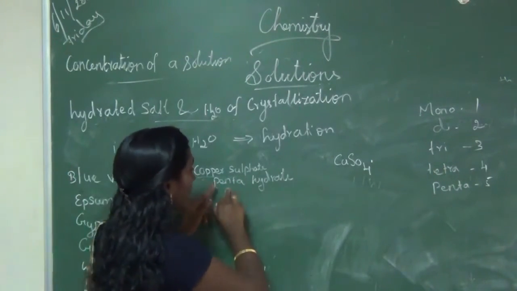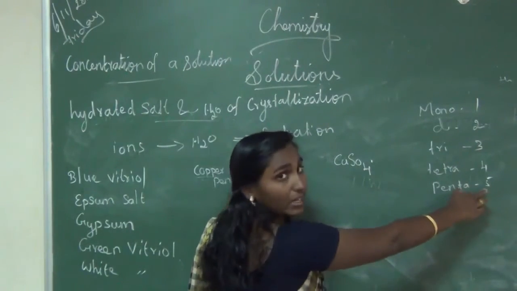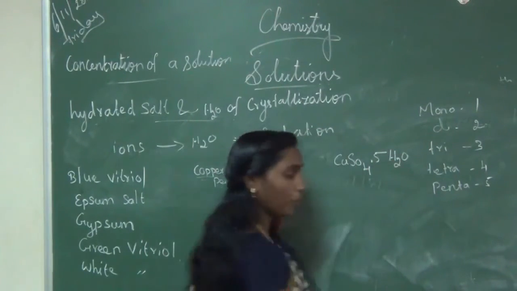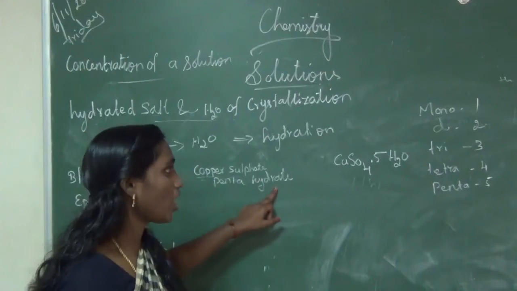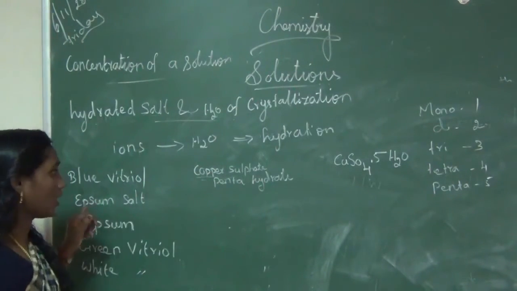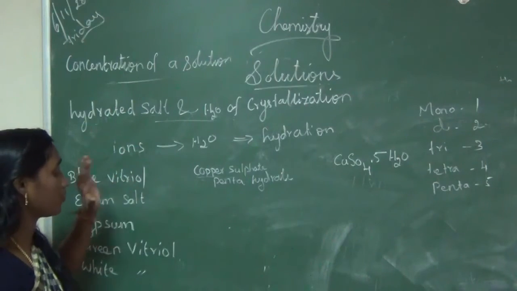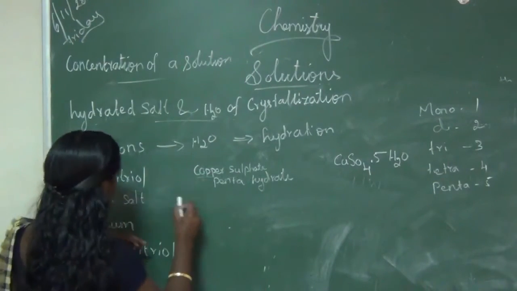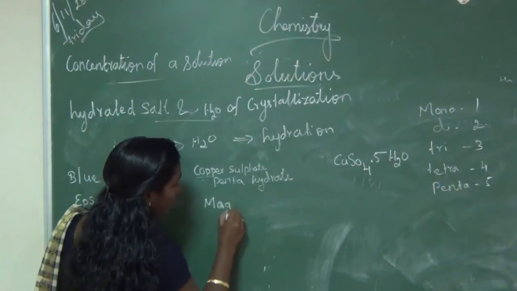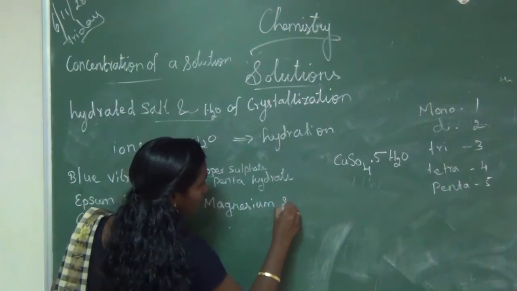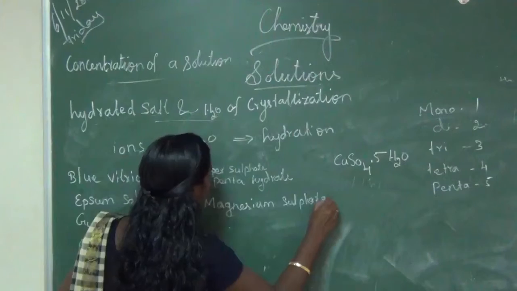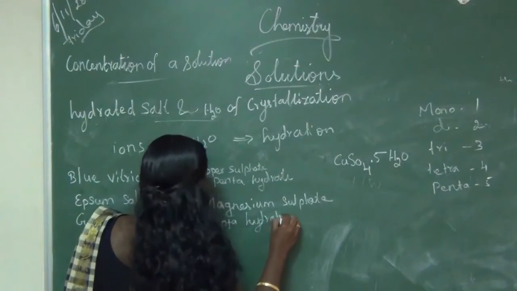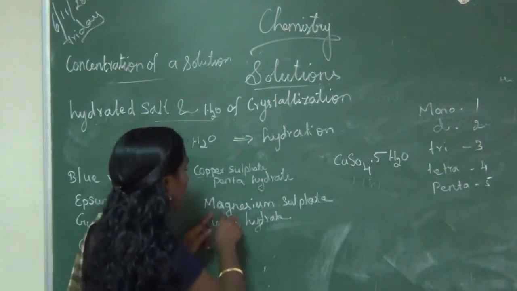So copper sulfate, then penta. Penta means, what is the number? 5. Hydrate, you should mention H2O, the water compound. So copper sulfate pentahydrate. The next, Epsom salt. The IUPAC name is magnesium sulfate heptahydrate. So we can write the molecular formula.